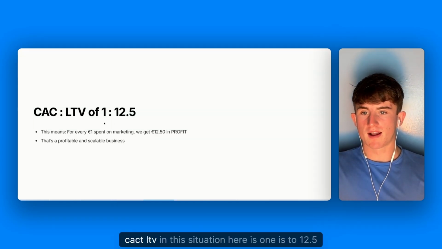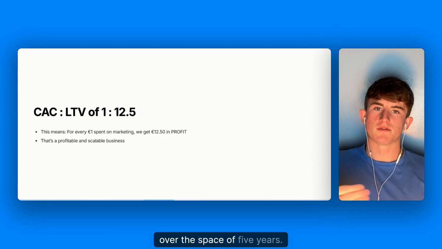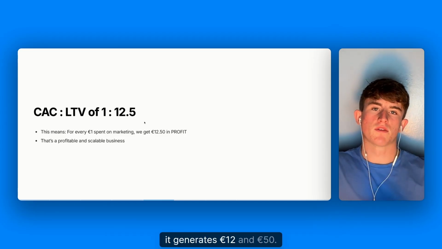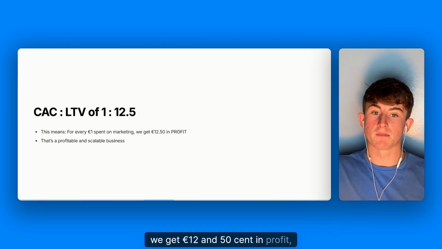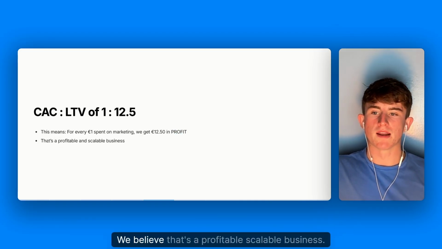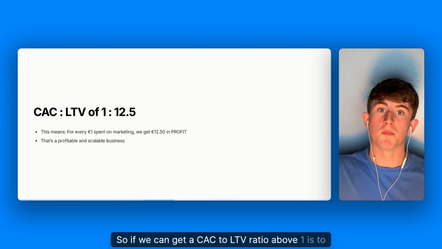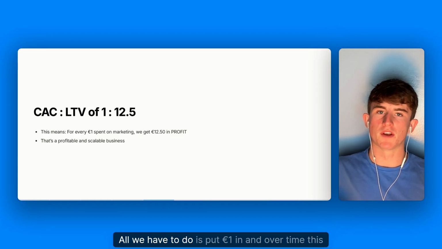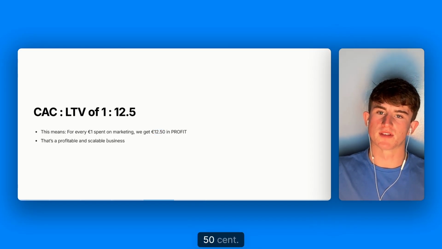As I said, CAC to LTV in this situation is 1 to 12.5. Over the space of 5 years, if we put in €1, over the lifetime of the business, it generates €12.50. So for every €1 we spend, we get €12.50 in profit, not revenue. We believe that's a profitable, scalable business. If we can get a CAC to LTV ratio above 1 to 10, we believe this can be a money printing machine. All we have to do is put €1 in, and over time, this will generate us €10, or in this circumstance, €12.50.